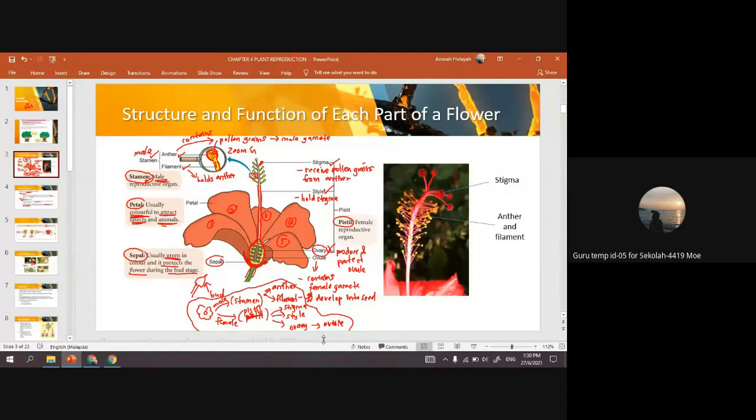The parts that are not included in male or female are petal and sepal. Petal and sepal are general. They are not included in male or female. Ovule? No, ovule is still included in female, but it is not the reproductive organ.